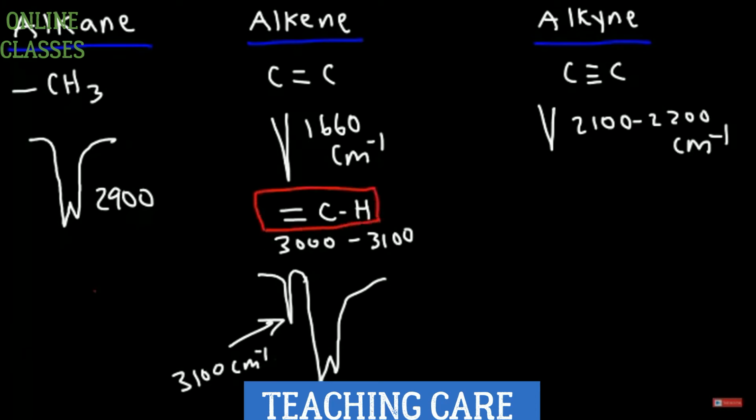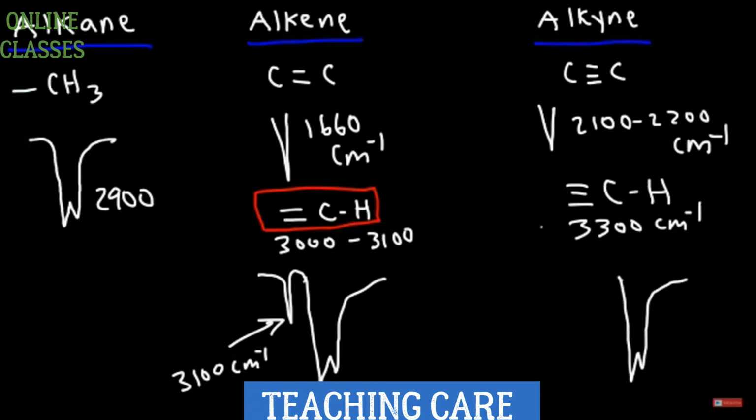Now let's say you have a terminal alkyne, and so you're going to have the alkyne CH stretch. This signal is even further to the left, at around 3300. And so here is the alkane CH stretch, and then here would be the alkyne CH stretch.